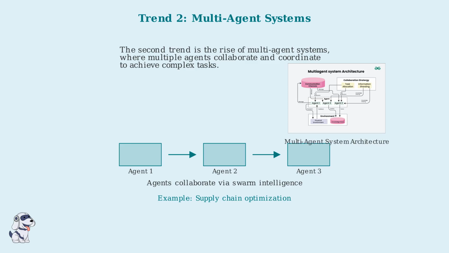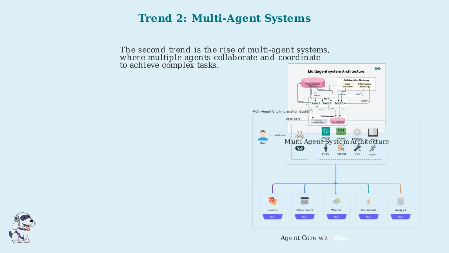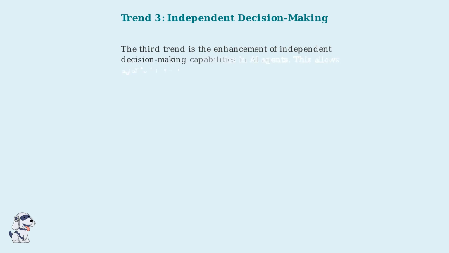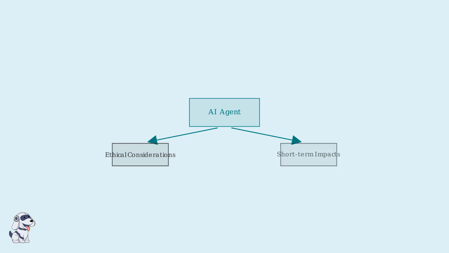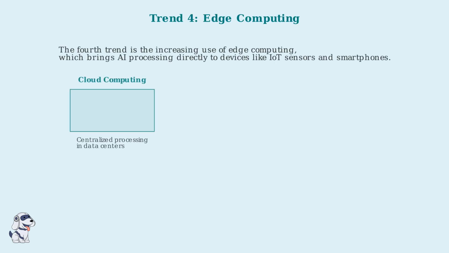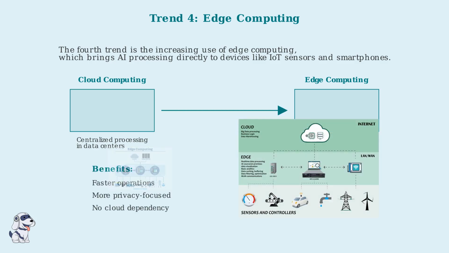This architecture shows how agents interact, communicate, and share knowledge within the system. A practical example includes an agent core coordinating specialized agents for tasks like weather analysis and online search. The third trend is the enhancement of independent decision-making capabilities in AI agents. This allows agents to weigh ethical considerations and long-term impacts when making decisions beyond just immediate goals. The fourth trend is the increasing use of edge computing, which brings AI processing directly to devices like IoT sensors and smartphones. This enables faster, more privacy-focused operations without relying on cloud infrastructure.